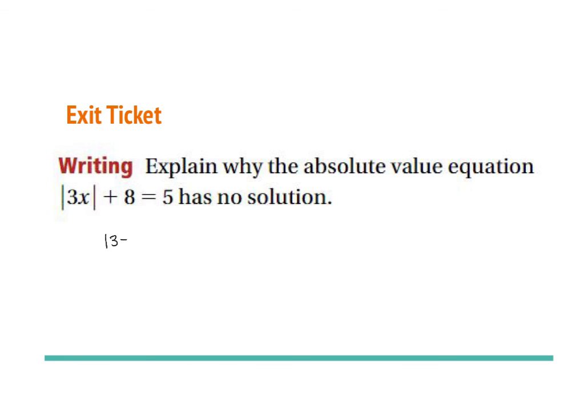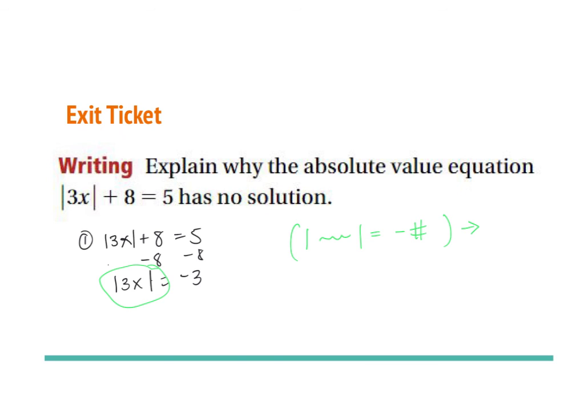So we've got the absolute value of 3x plus 8 equals -5. Well, first of all, our first step, we want to make sure that our absolute value is isolated. It's not, so we have to subtract 8 from both sides. Once we do that, this is the absolute value of 3x equals -3. Question, can absolute value ever be negative? No, it cannot. So whenever you have the absolute value of anything equals a negative number, this is no solution.